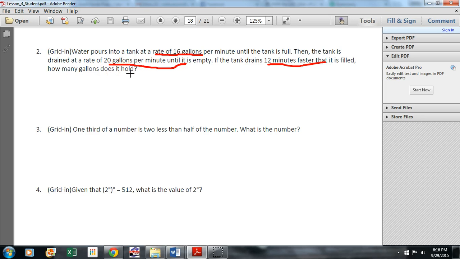Whenever you're trying to deal with rates and you're asked to compare things, I always suggest that you create a table for yourself. Looking at this problem, the best strategy we can use is the trial and error strategy. As we mentioned, water pours into a tank at 16 gallons per minute, so it fills at 16 GPM.